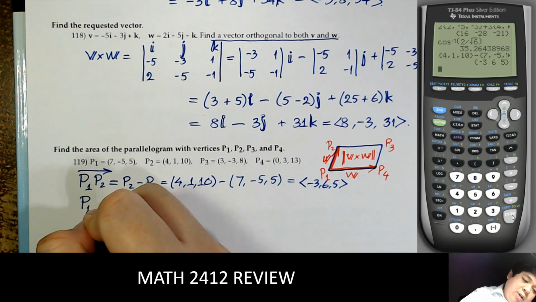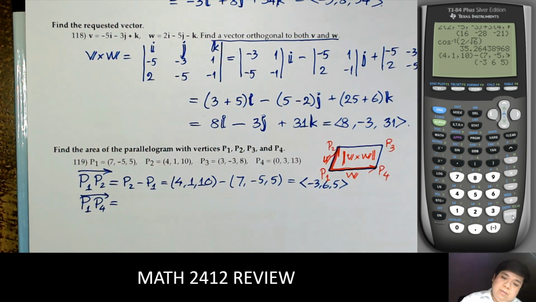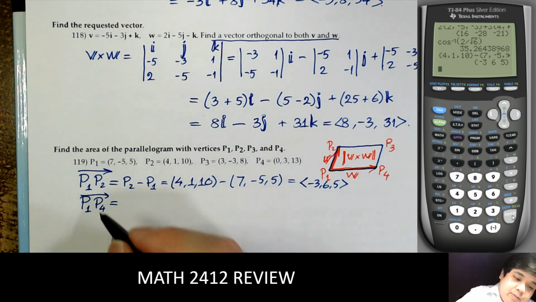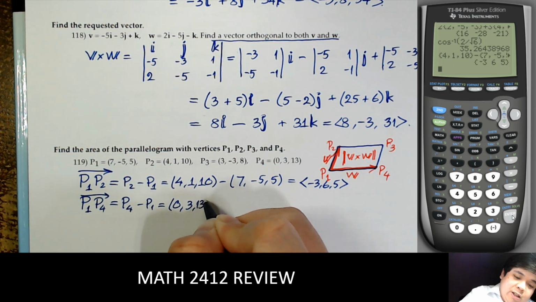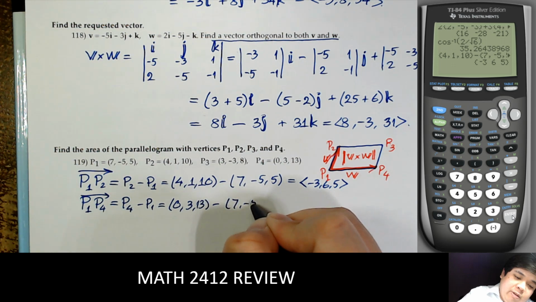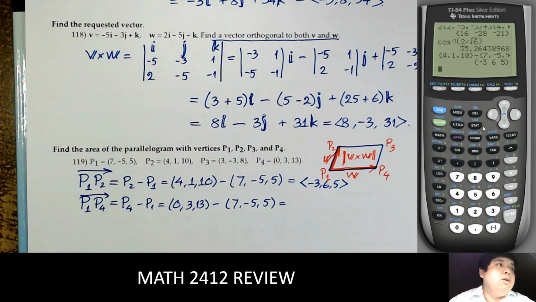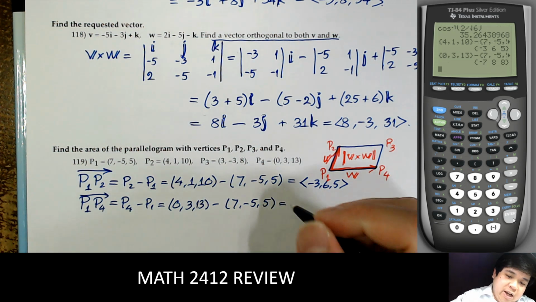Right, next P1 and P4. It's going to be P4 minus P1. P4 is 0, 3 and 13 minus P1 7, negative 5 and 5. Right. 0, 3 and 13 subtract 7, negative 5 and 5. Negative 7, 8 and 8.